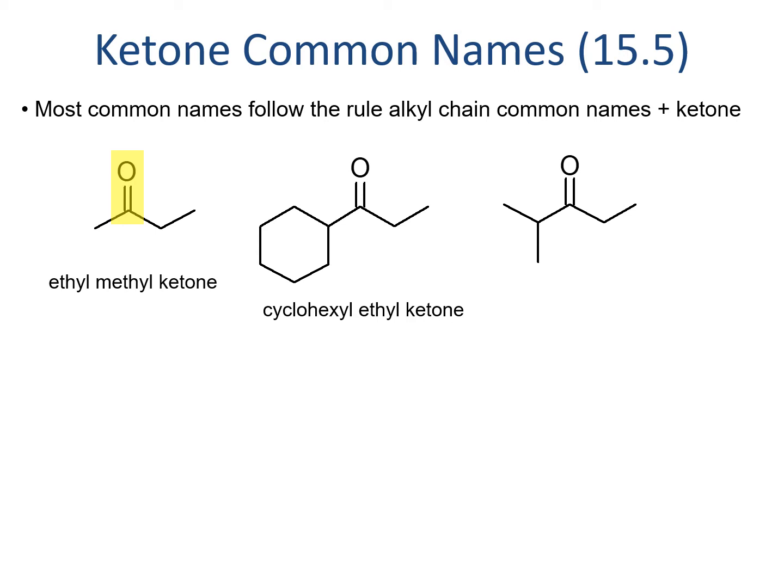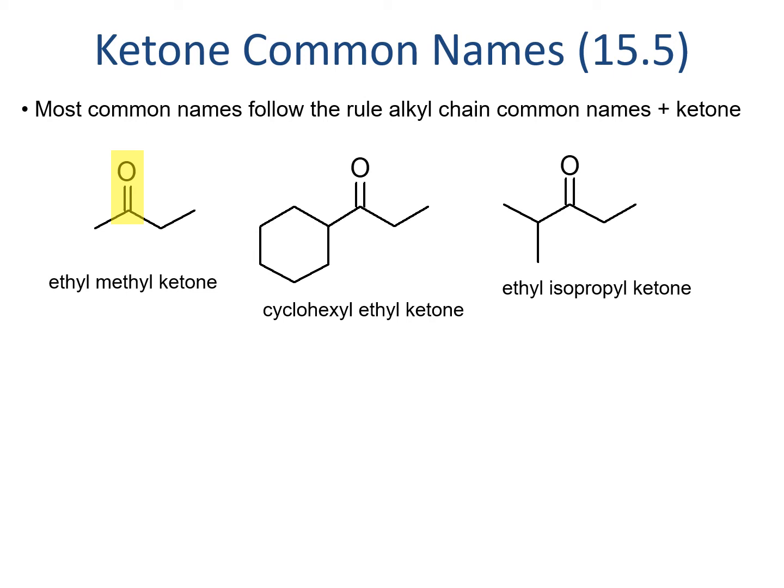As in all common names, we can also have the common side chain names show up in this form as well, like we see in ethyl isopropyl ketone, the ethyl being the group on the right and isopropyl being the common name for the alkyl chain on the left. Many simple ketones have names in this form.